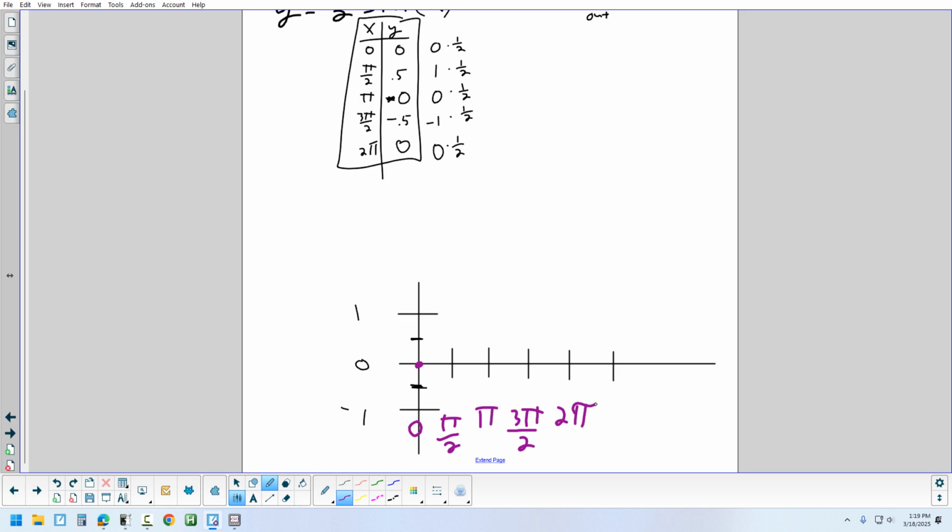Okay, so we got 0, 0. What's the next one? Pi over 2 comma 0.5. And then pi, 0. And then 3 pi over 2, negative 0.5. And then 2 pi, 0. And back to the 0. Yes.